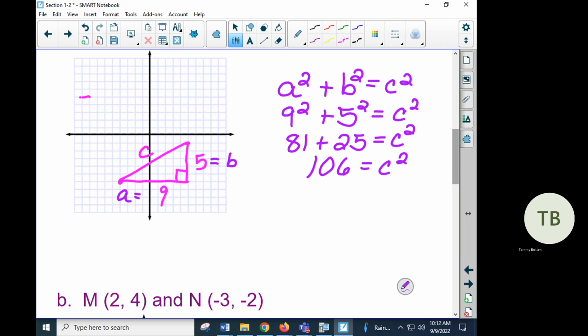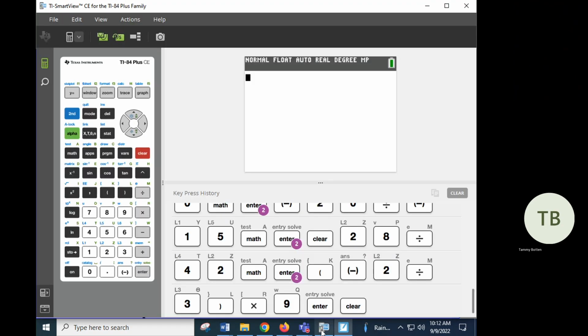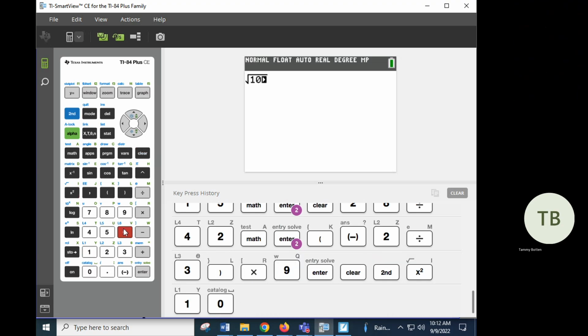That is C squared. Do you guys know how to get rid of a square? Square root. Yes. So now we're going to take the square root. And what is the square root of 106? If you go to your calculator, on a graphing one, how you do it is you'd go second square root, 106. So it's second square root, and then 106. And we are going to round to 2 decimal places.